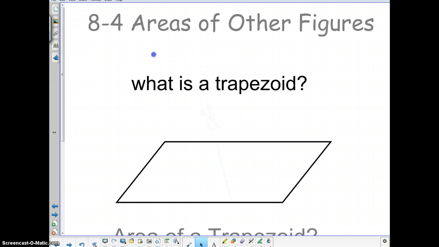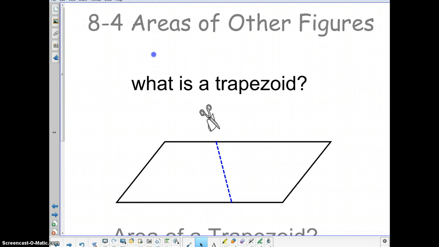So, areas of other figures. The first other figure that we're going to talk about is the trapezoid. And just like we did with the triangle, we have to really think about a trapezoid in different ways. Instead of thinking of a trapezoid the normal way, think of it as a parallelogram, but split into two different trapezoids. Now, it's not exactly half, like a triangle, so we have to be very careful on how we calculate the area of a trapezoid.